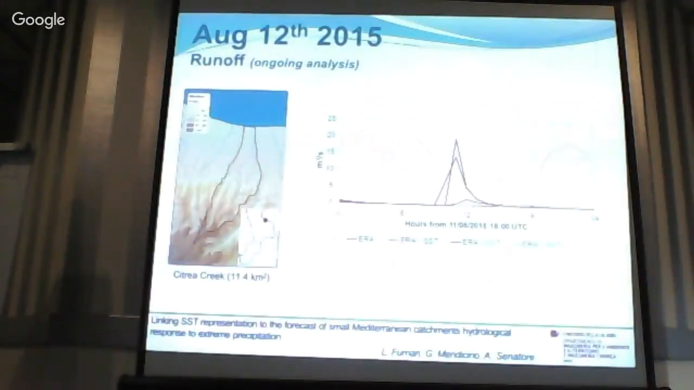So at the end, the results concerning the hydrological analysis: you see that Citrea Creek is very small, 11 square kilometers, so it's a big challenge for forecasting. Colors are a little bit changed, but you can understand the same. We have a big flow, a very simple hydrograph, if we have rainfall over the Corigliano station and near the Citrea Creek with ERA SST. And we have no runoff if we have no rainfall close by.